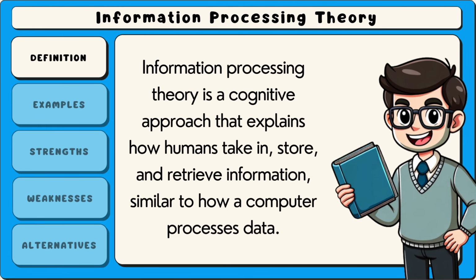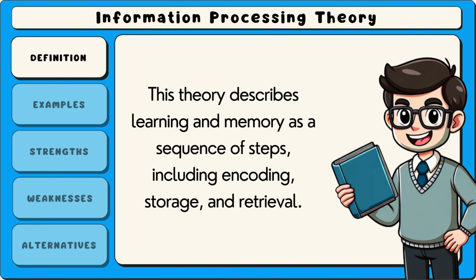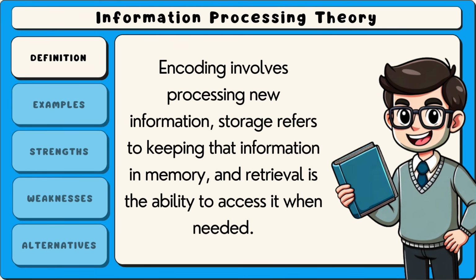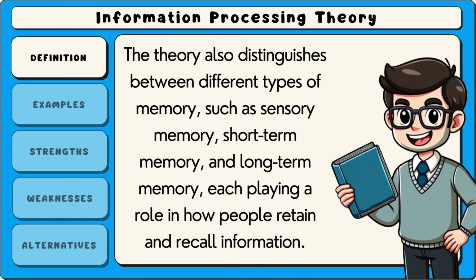Information processing theory is a cognitive approach that explains how humans take in, store, and retrieve information, similar to how a computer processes data. This theory describes learning and memory as a sequence of steps, including encoding, storage, and retrieval. Encoding involves processing new information, storage refers to keeping that information in memory, and retrieval is the ability to access it when needed. The theory also distinguishes between different types of memory, such as sensory memory, short-term memory, and long-term memory, each playing a role in how people retain and recall information.